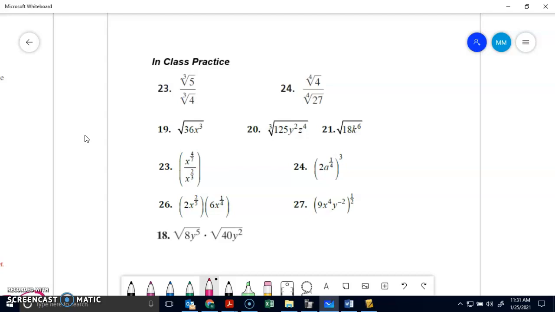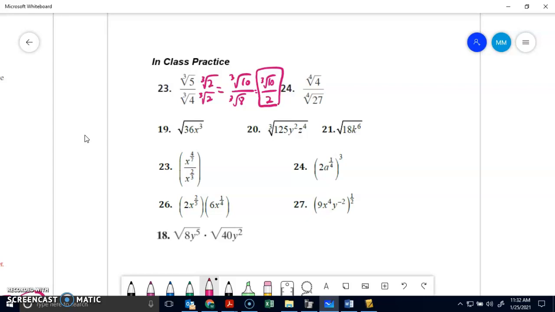Okay, so 23. I need a third root. Cubed root of 8 is perfect. So if I multiply top and bottom by the cubed root of 2, I get the cubed root of 10 over the cubed root of 8, and the cubed root of 8 becomes 2, and I've rationalized it.